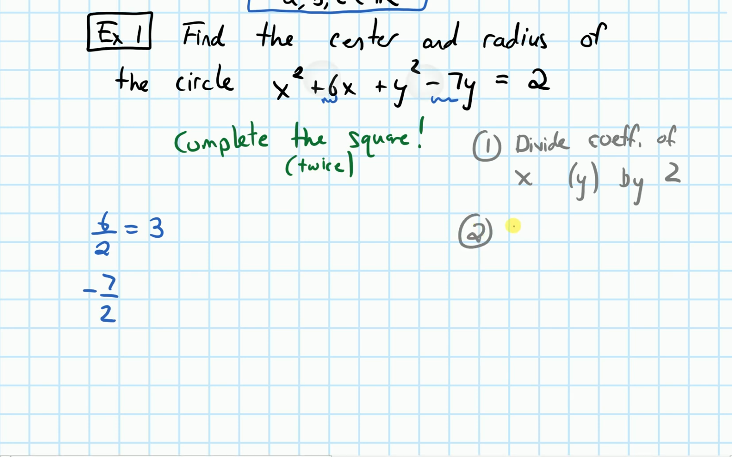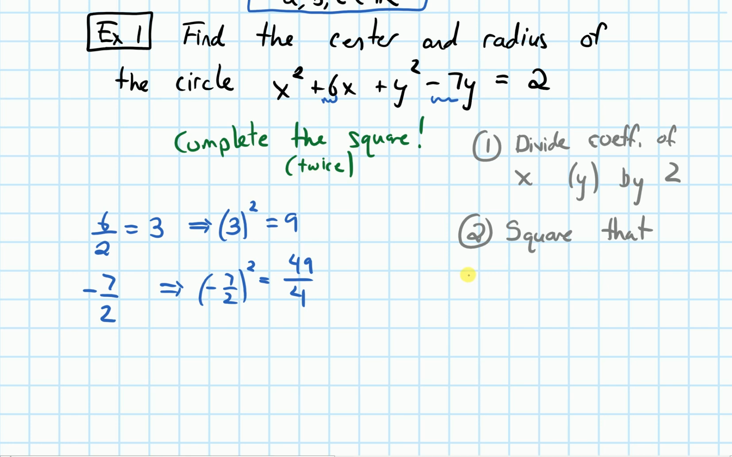Then we square those numbers. Let's take the 3 and square it, which gives me 9. And then if we square -7/2, we get, oops, sorry, not 81, we get 49/4.